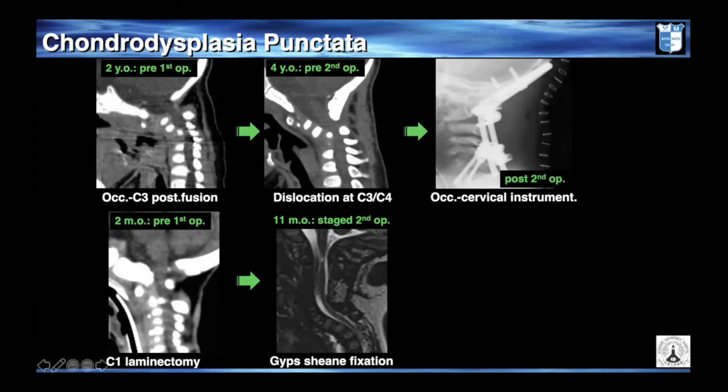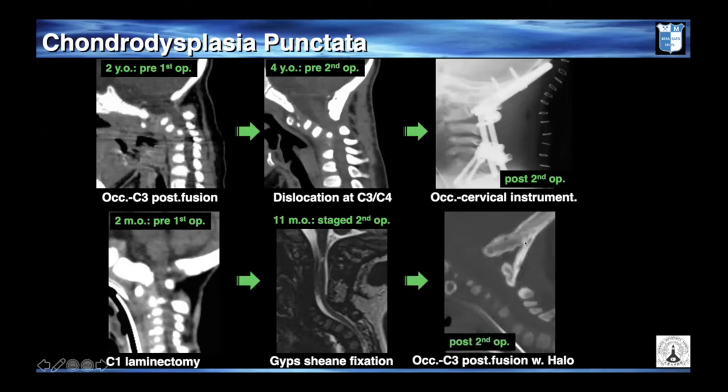And at 11 months old, the baby became large and the head circumference enlarged, and the head fixation became possible. I did the second surgery with this oxytocin posterior fusion and then placed the head external fixation.